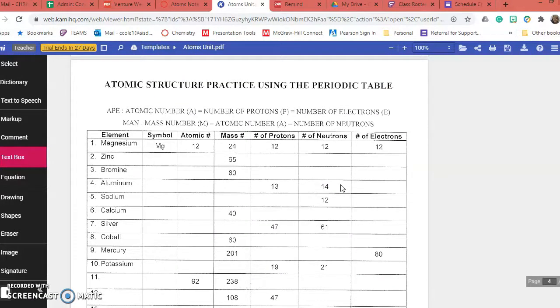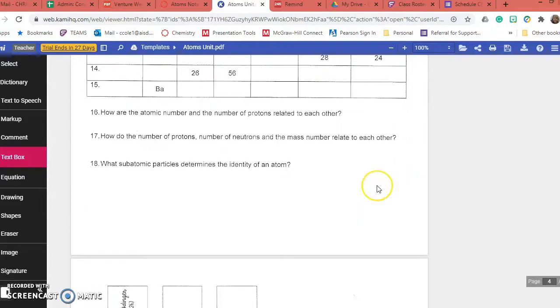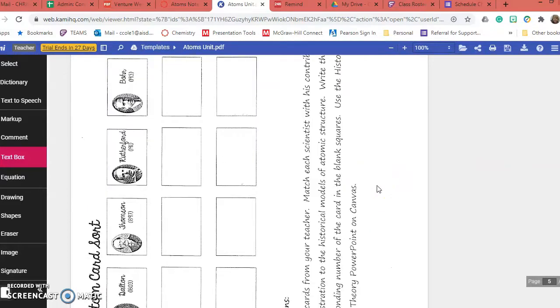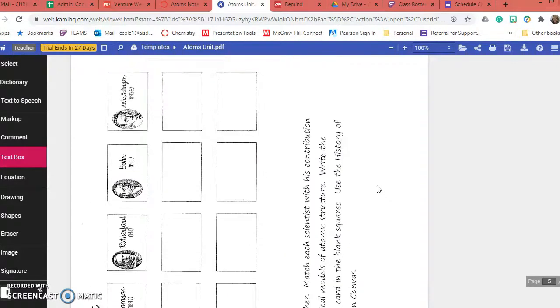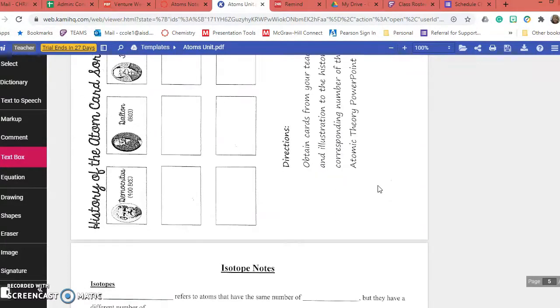And if you took your notes, you should be able to find how to find atomic number, mass number, protons, neutrons, and electrons. If you don't, there's a video on how to do that, okay? Next assignment is there's a scientist card sort. I have a video on what you're going to do regarding this.